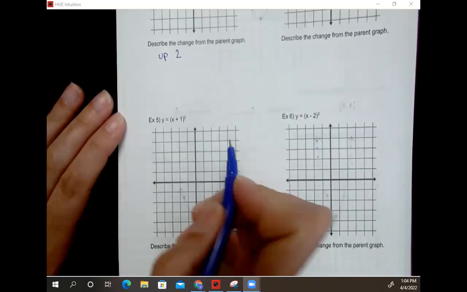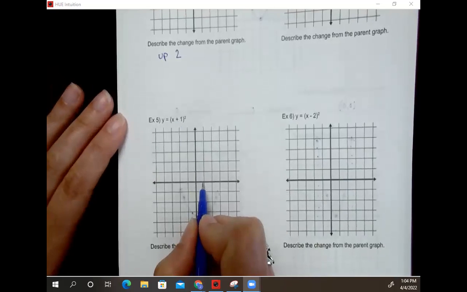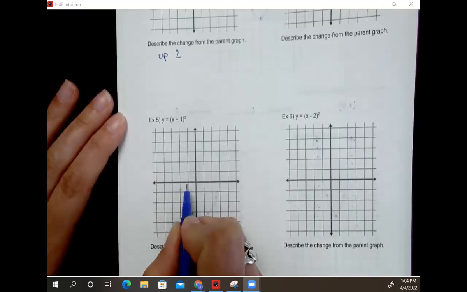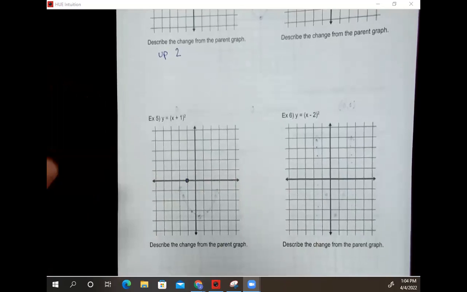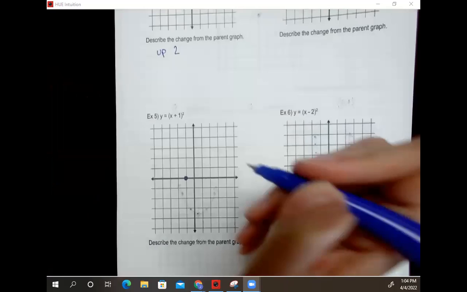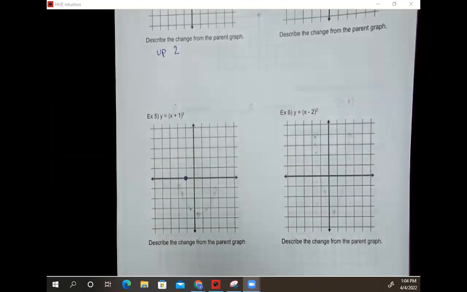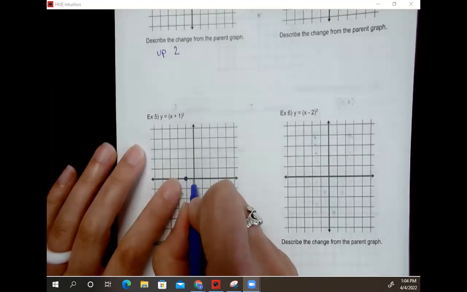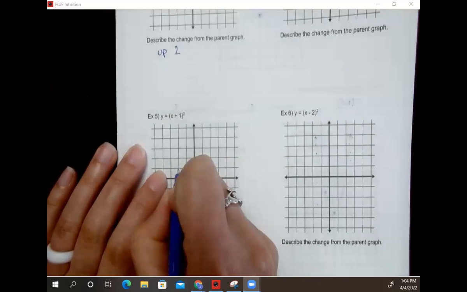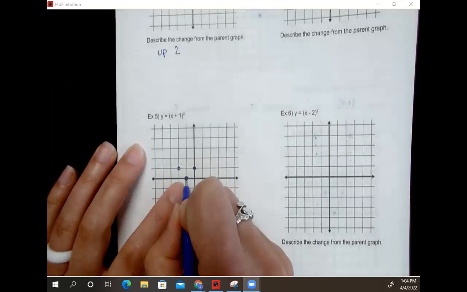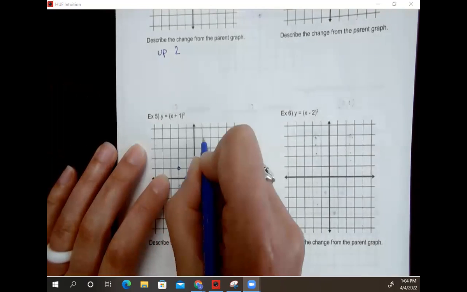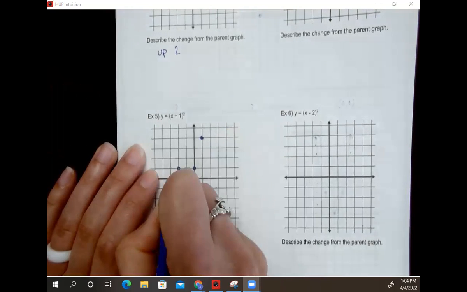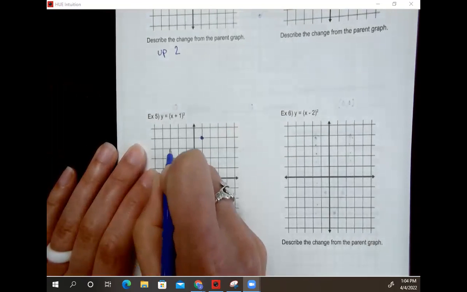So since this is x plus 1, I want to say it moves forward 1. But it does the opposite. It's going to move back 1. Okay, so my vertex will scoot back 1. And then again, nothing in front here telling me to change the shape of the graph. So to get my first set of nice points, I'm going to move out 1 and up 1 on either side. And then again, always counting from the vertex, out 2, up 1, 2, 3, 4.